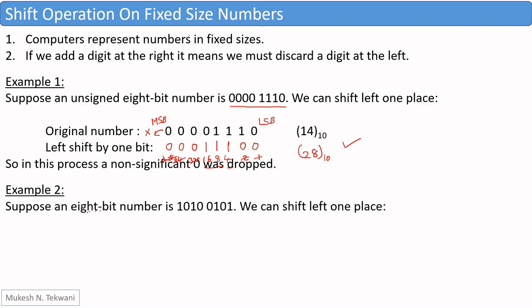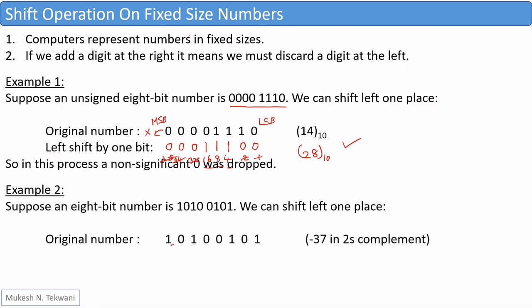But let us consider an 8-bit number. This number is 10100101. We shift this number to the left by one place. So let us write our original number, 10100101. This negative number is minus 37. It is in the 2's complement. This 1 in the most significant bit tells us that this is a negative number in the 2's complement.